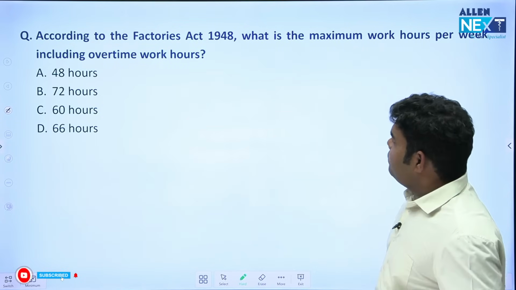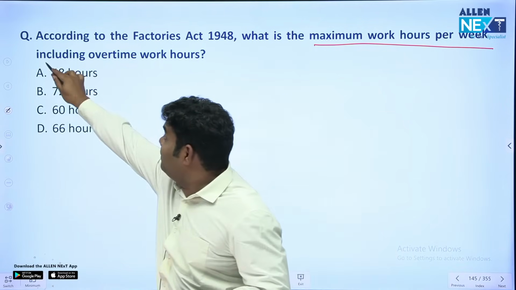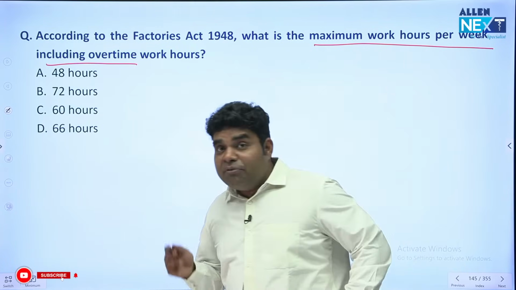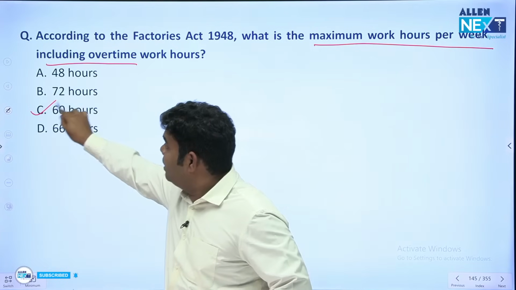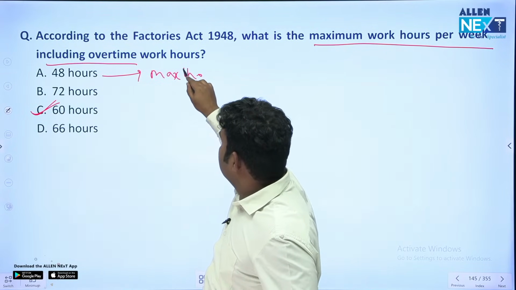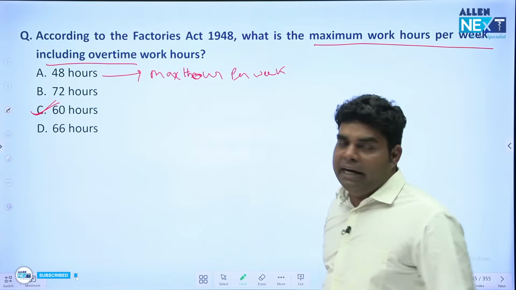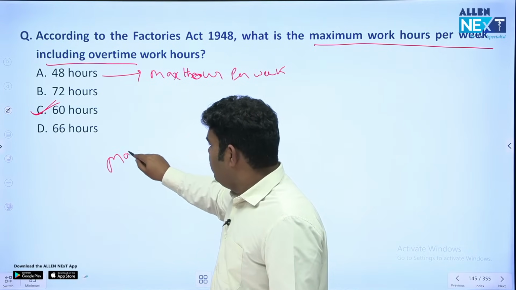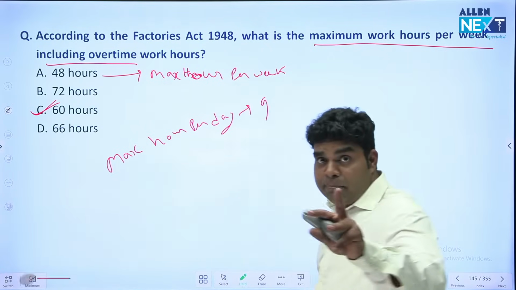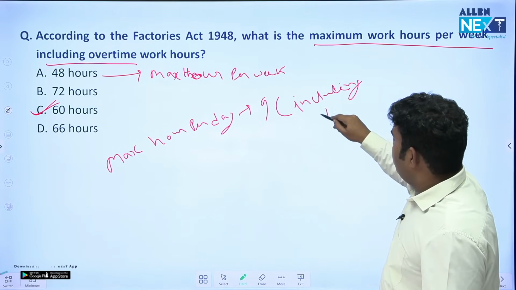Now, according to Factory Act, what is the maximum work hour per week, including overtime? Can you answer it? If they use the word including overtime, answer is 60 hours. But suppose they say only maximum hour per week, without writing overtime, answer will be 48. And if they say maximum hour per day, answer is 9. It is written in Park. But night includes 1 hour of break.